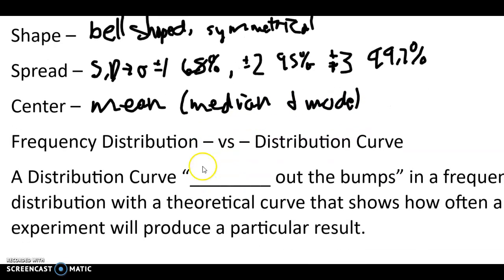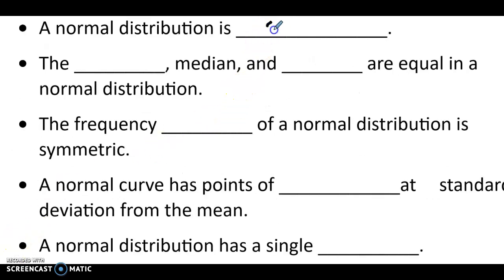The difference between a frequency distribution and a distribution curve is that a distribution curve smooths out the bumps. So usually a frequency distribution is like a histogram with a lot of squares, but a distribution curve just smooths out the bumps and just makes a nice curve that we can look at. A normal distribution is symmetrical. Be sure that you're filling these out with your notes as we're going along. And if you have any questions, we can pause the video and you can discuss these with your neighbors.